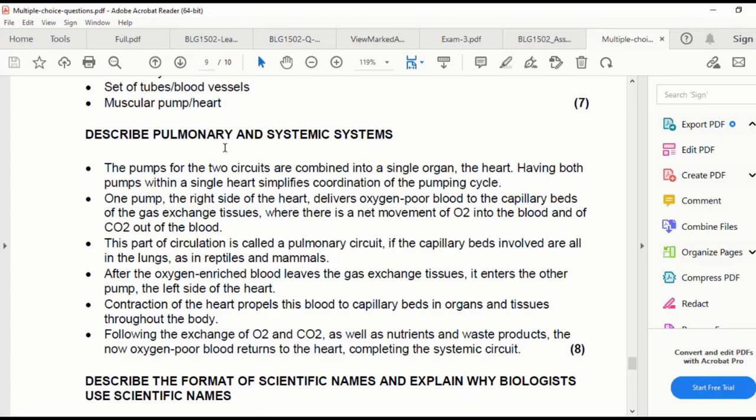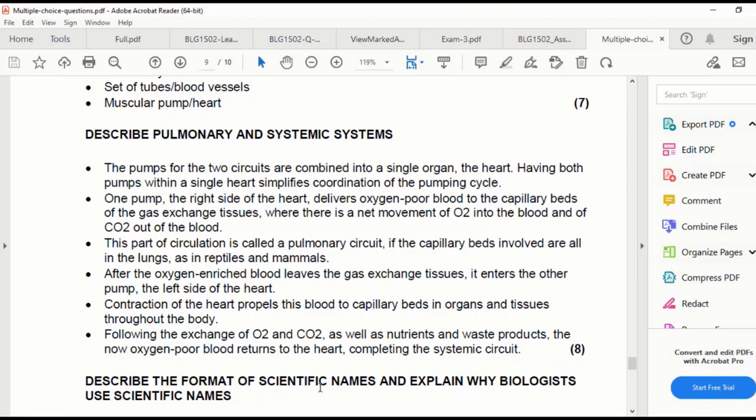in which there will be good blood flow, where this blood goes to the capillary beds in the organs and tissues throughout the body. Following the exchange of oxygen and carbon dioxide, as well as nutrients and waste products, the now oxygen poor blood returns to the heart, completing this systemic circuit. So this question may also be like, describe the cycle or the circuit, the complete system of a pulmonary pump in the systems, and on the way there's a pumping of blood, you're going to have to also explain it in this form.